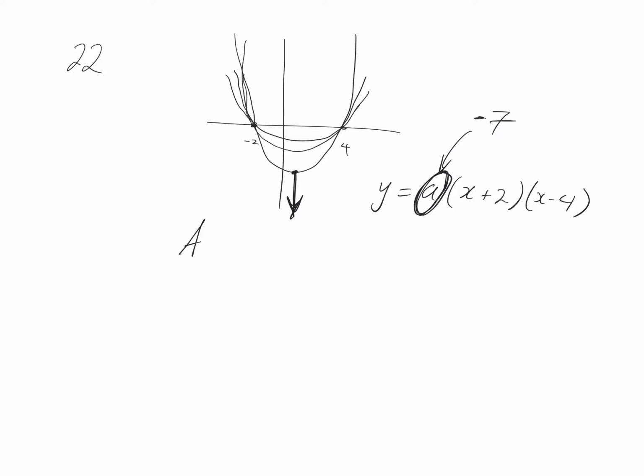Now, a -7 will actually cause the graph to do something like this, but they're talking about the distance, how far this is from the x-axis. It'll be the farthest when this number has the greatest absolute value.